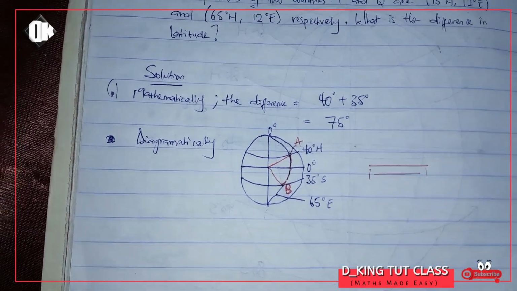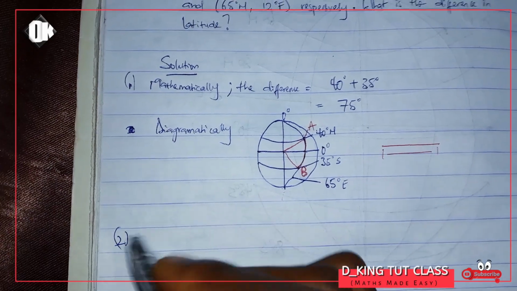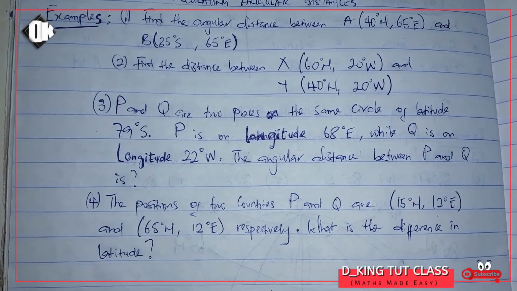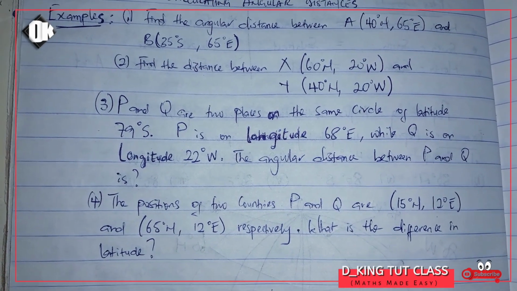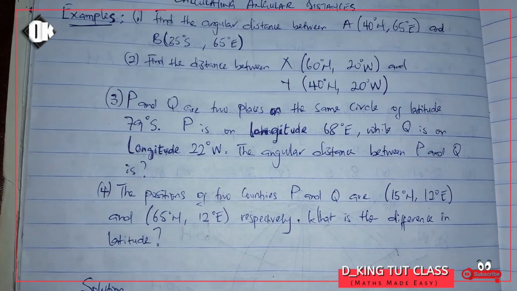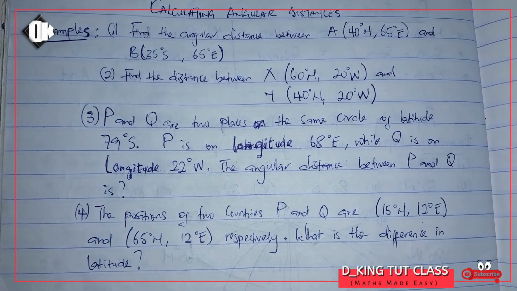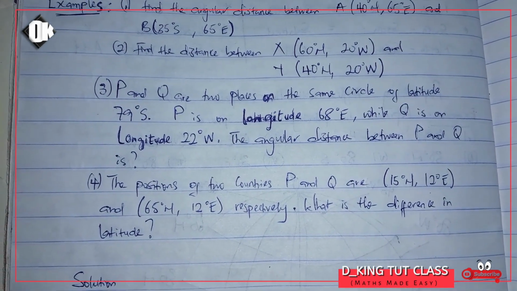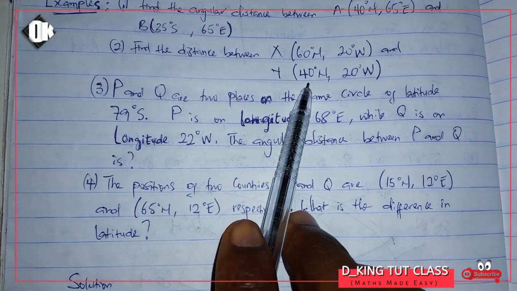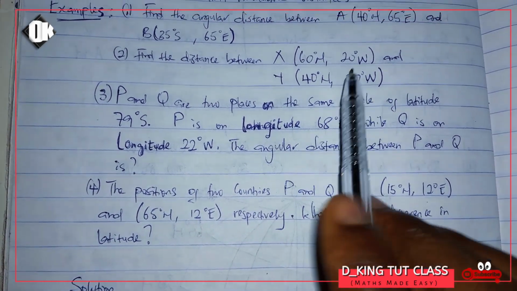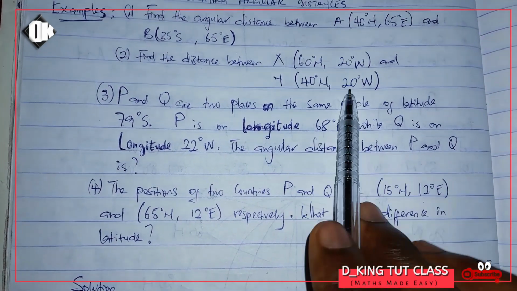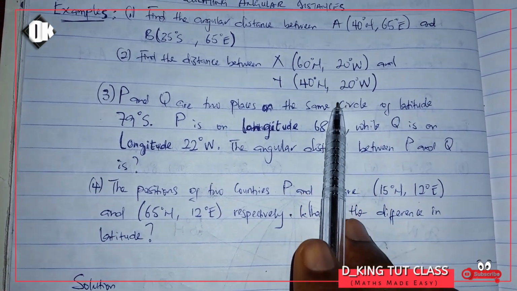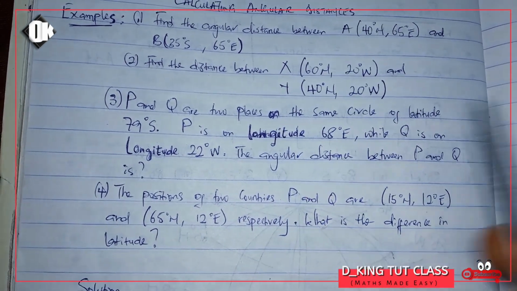Now, number two, quickly. Number two question says find the distance between X and Y, where X is 60° north, 20° west, and Y is 40° north, 20° west. What do you notice? You notice that the values of these longitudes are the same thing. Now, in this case, what does that imply? It implies I'm going to eliminate this and then concentrate on these ones.